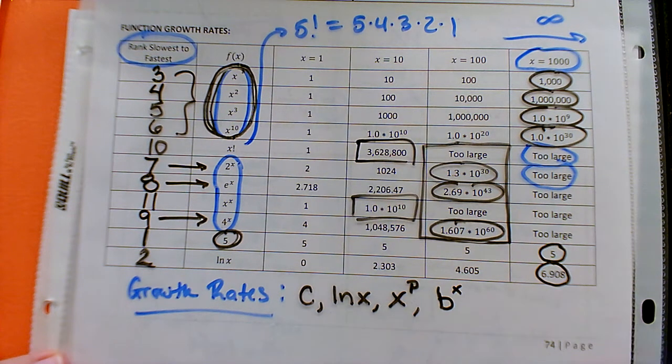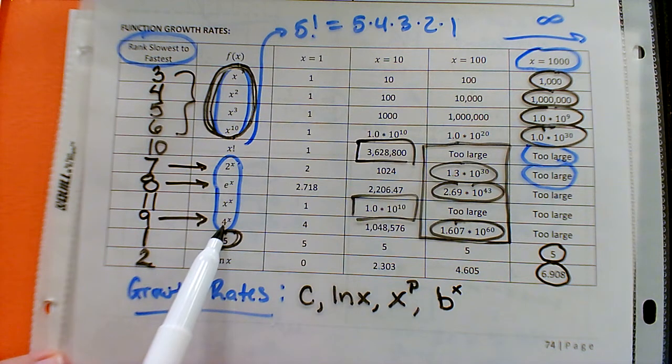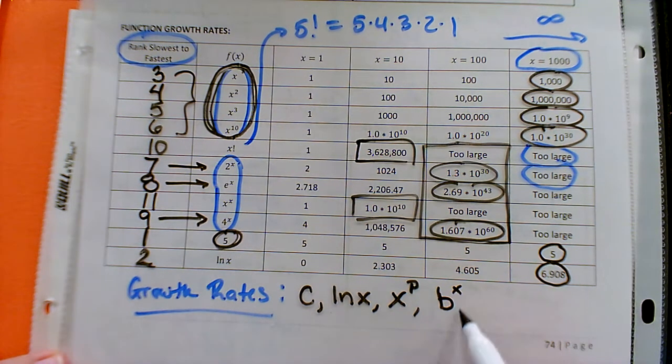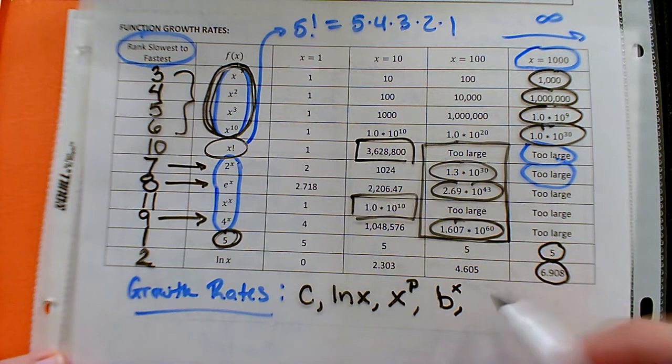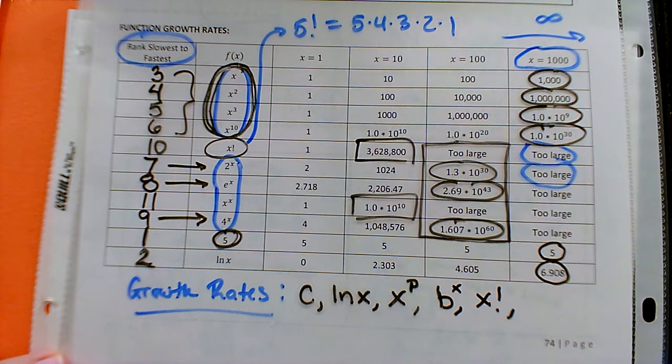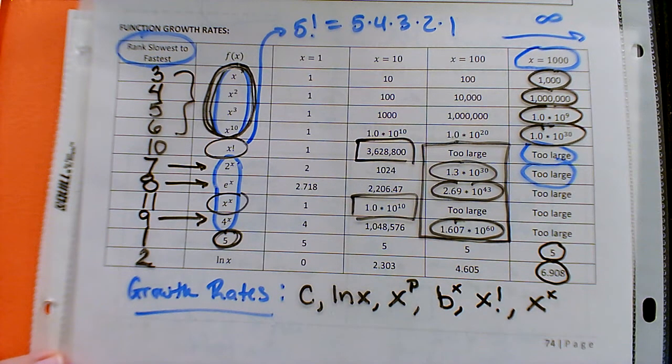Depending on the exponential base, you can figure out which one's the slowest, which one's the fastest. Clearly 2 is smaller than 4, so 2 would be growing slower than 4 if you had to compare those. After 9 came our factorial function. And our fastest growing was the x to the x function. Okay? So these are slowest to fastest.